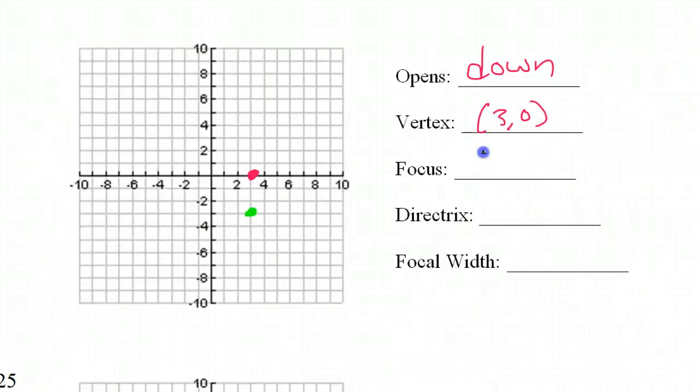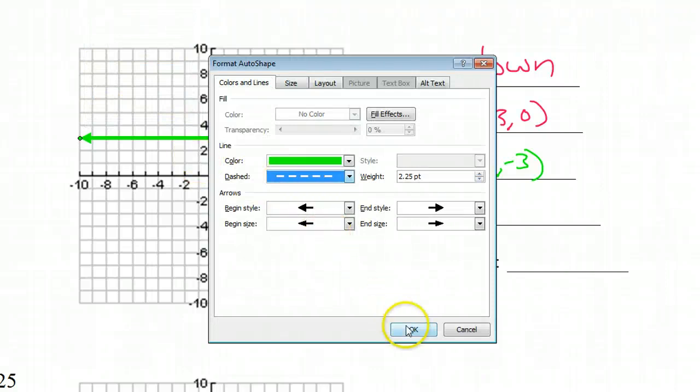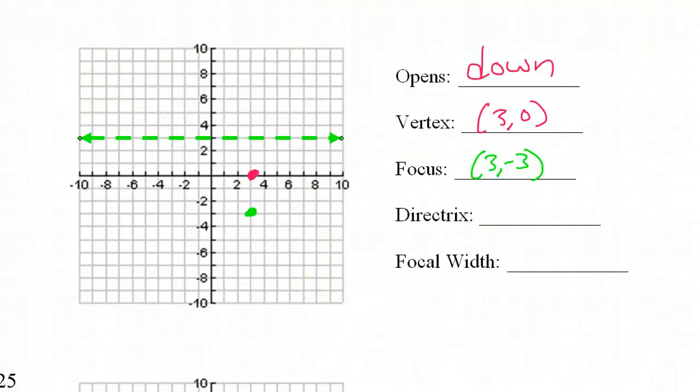So let's record that. Your directrix should be the same amount but in the opposite direction, so it should be up 3. If this is opening down, and I go up 3, my directrix will be horizontal up here. Looking a lot like that. So the equation, horizontal lines are always y equals. So this will be y equals 3.